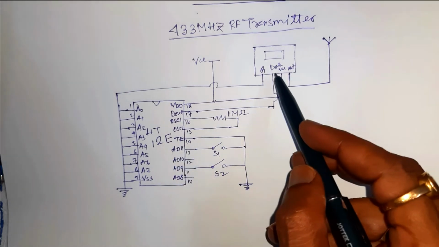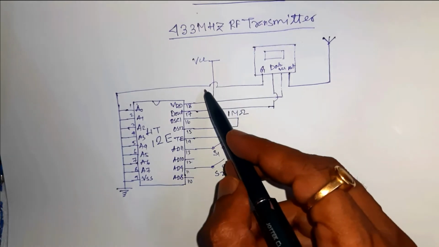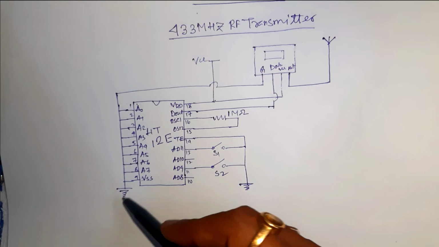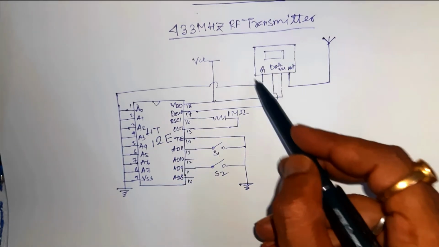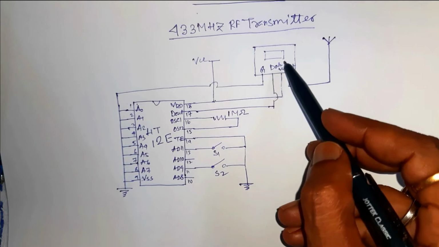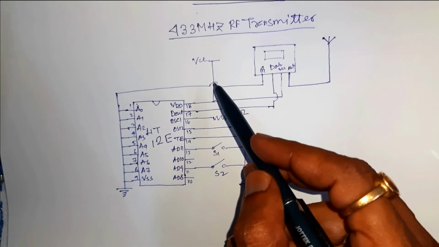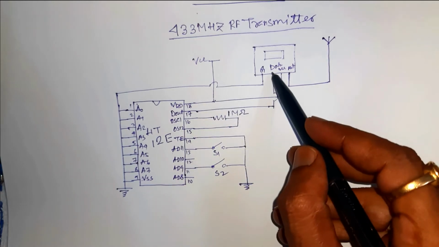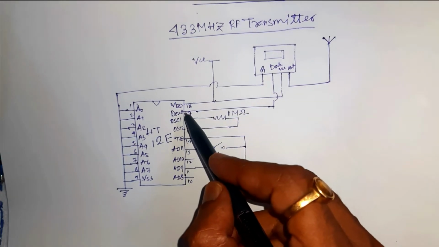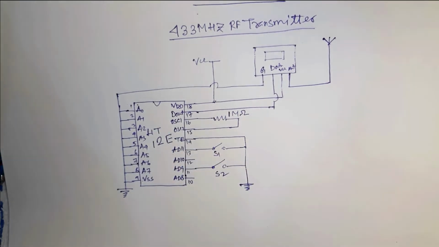The RF transmitter module ground pin is connected to the power supply ground pin, and the VCC terminal of this transmitter module is connected to the power supply VCC, and the data pin is connected to pin number 17, that is D out of this IC.